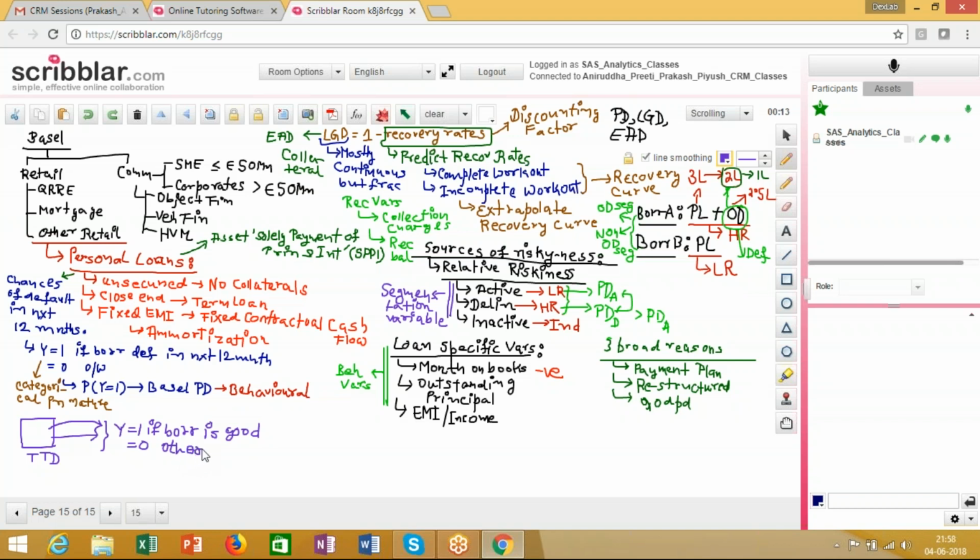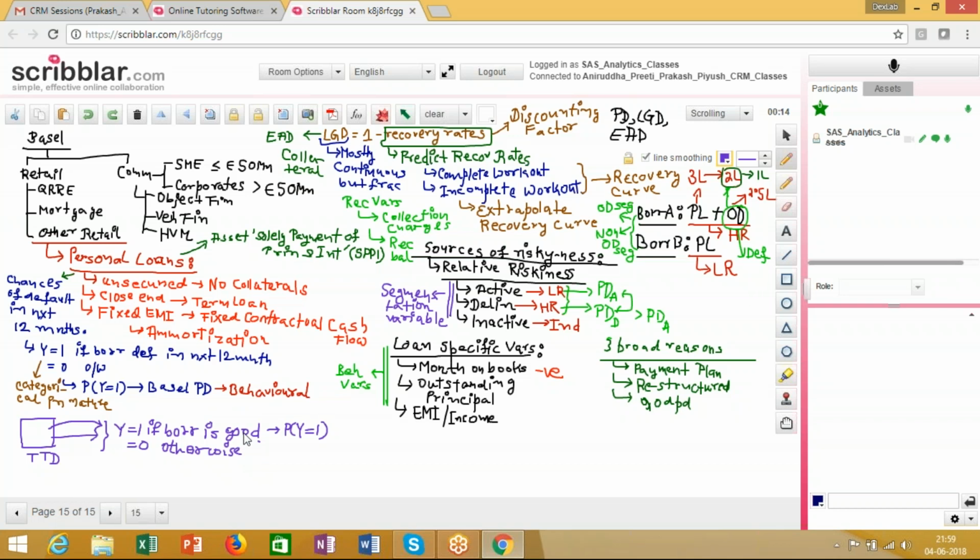Is equal to 0 otherwise. So now, if I want to hire a customer, if I want to acquire a customer on my books, what will I do? I would always want to know what is the probability that the borrower is a good borrower. So what we'll do over here is the probability of y equals to 1. This is what is the probability of y equals to 1.